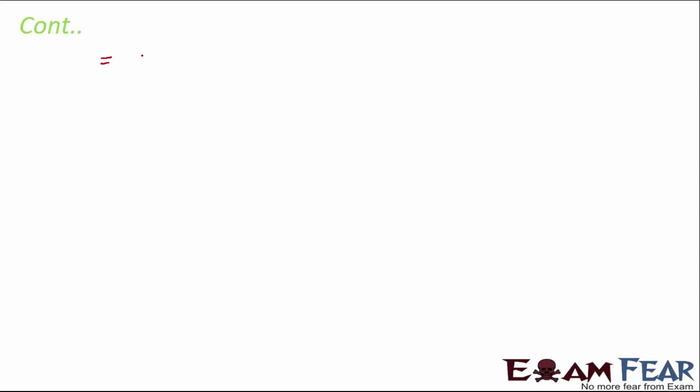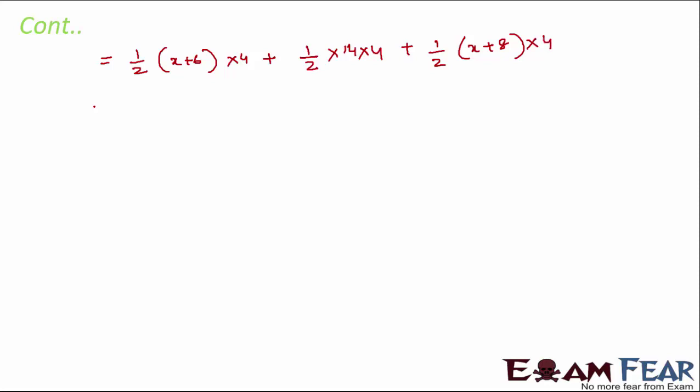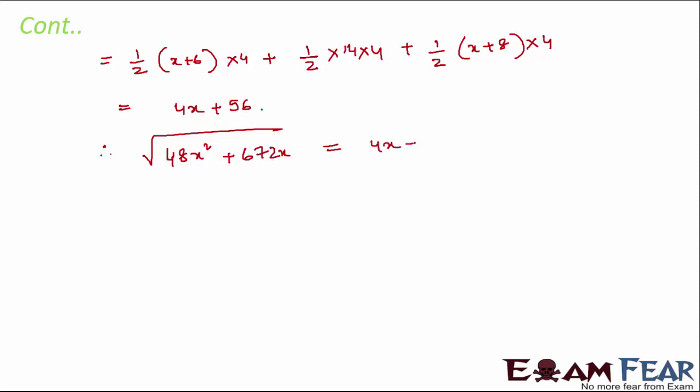Area of triangle AOC would be half into base into height. Area of triangle BOC would be half into base into height. And area of triangle AOB would be half into base into height. Now when we calculate this, we get 4x plus 56. Now we can equate both of these, the area of triangle ABC that we found using 2 different methods. So we can say therefore root over 48x square plus 672x is equal to 4x plus 56.